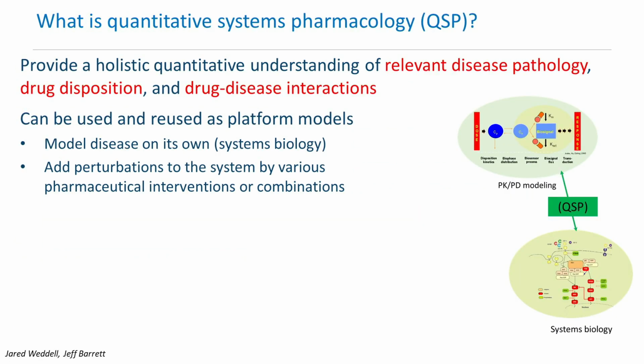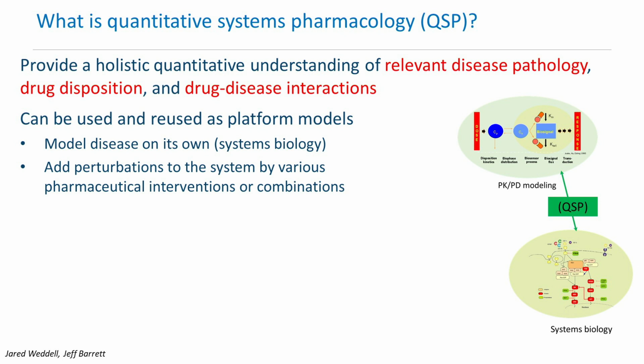We've spoken about empirical PK/PD models, we've spoken about semi-mechanistic models, and now let's talk about mechanistic models, and that's under the category of quantitative systems pharmacology. QSP provides a holistic quantitative understanding not just of the drug disposition, but the relevant disease pathology and the drug-disease interactions. And you always start with the systems biology model that I spoke to earlier in the presentation. You would model the disease on its own, understanding all of the pathways of disease. And then you add perturbations to the system by various pharmaceutical interventions and sometimes combinations. So you perturb the various parts of the system and you see what happens downstream.